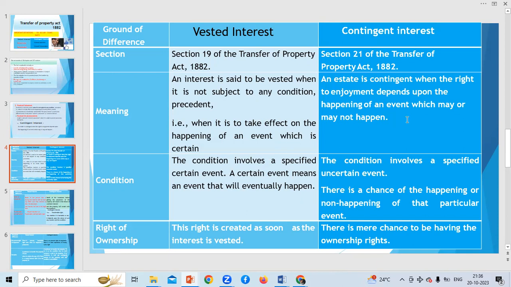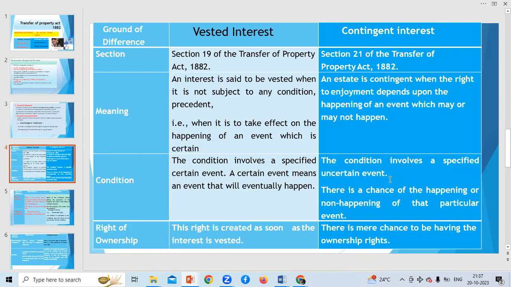So we'll just see the meaning of contingent interest. An estate is contingent when the right to enjoyment depends upon the happening of an event which may or may not happen. It is not fixed that it will happen, like in vested interest. So the condition for vested interest involves a specified certain event, and a certain event means an event that will eventually happen. In the case of contingent interest, the condition involves a specified uncertain event.